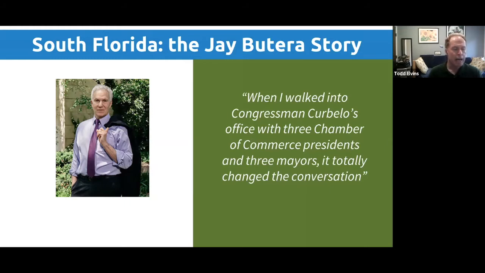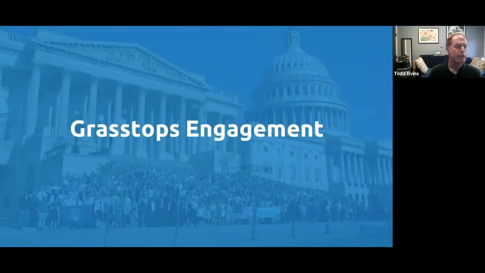Jay says, when I walked into Congressman Curbello's office with 3 Chamber of Commerce presidents and 3 mayors, it totally changed the conversation. This meeting may have ultimately helped to start the Climate Solutions Caucus. The lesson here is that pulling the Grasstops lever and including community leaders in a lobby meeting may have a big impact on your member of Congress. Our Grasstops Engagement lever of political will is based on the methodology and success from Jay's experience in Florida. The goal is for your prominent local community leaders to help to persuade their members of Congress to support the Energy Innovation and Carbon Dividend Act.